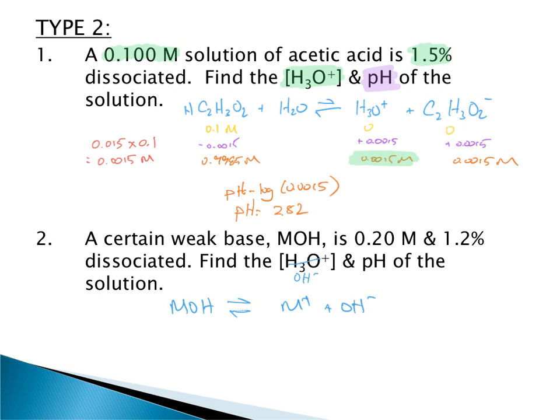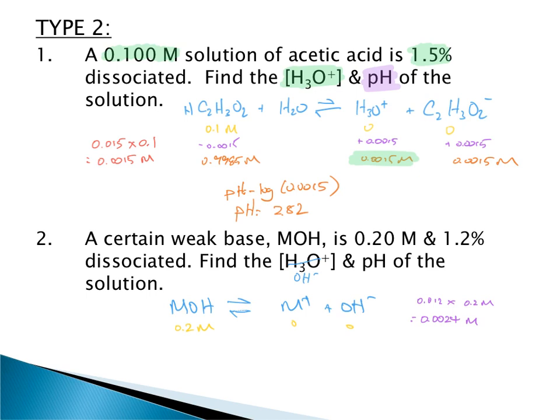And we know that we start with 0.2 molar here, nothing here, nothing here. And then we're going to use the dissociated amount, 1.2%, in order to help us go from there. So we see that we have 1.2% dissociation. So we're going to figure out what 1.2% of 0.2 molar is, and we're going to get 0.0024 molar.